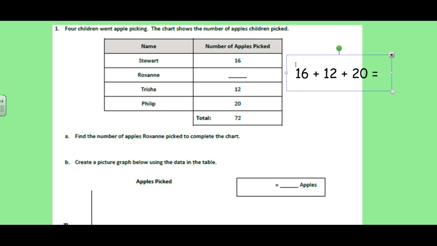So I want you to push pause to get that figured out and push play when you're ready to check it. So when you add 16 plus 12 plus 20, you got 48, or you should have got 48. And then when you take 72 minus 48, you're left with 24. So that leaves you with what Roxanne should have picked when she went apple picking. So now we just answered part A where it said find the number of apples Roxanne picked to complete the chart. So we're good for part A.